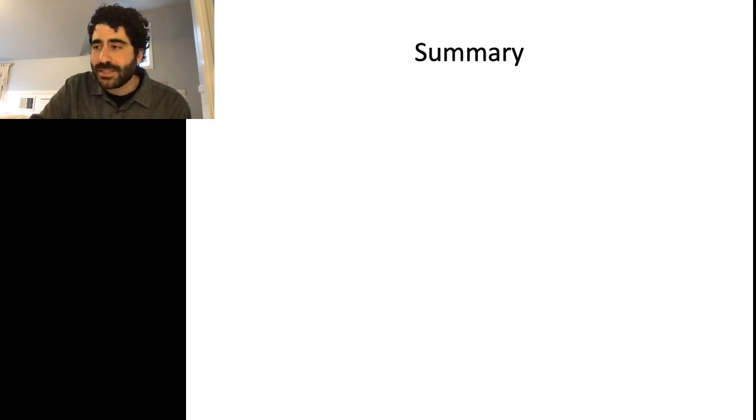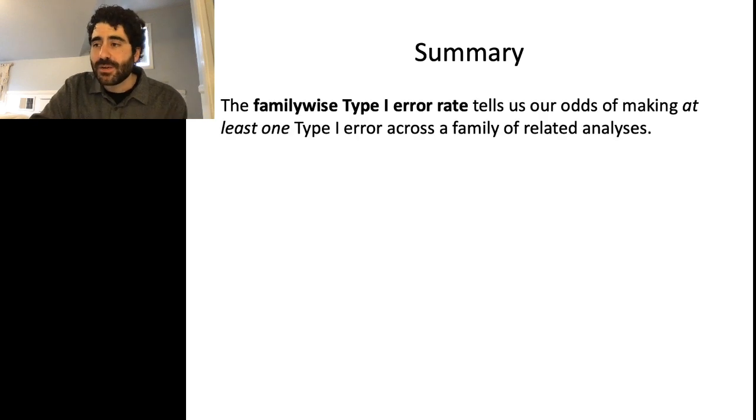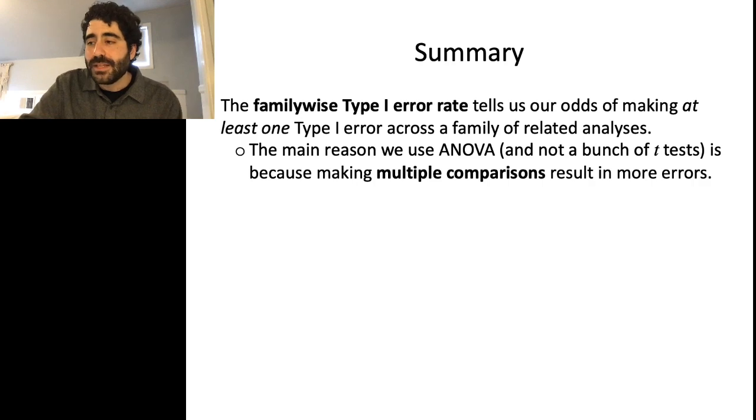Okay, so just to sum up, and again, feel free to ask any other questions as I'm going through this summary. We have this family-wise, or type 1 family-wise false positive error rate, that is talking about the chance of making at least one false positive error across many analyses. And the main reason that we used our ANOVA, for example, is that it's a single omnibus test that doesn't suffer from this multiple comparisons problem.